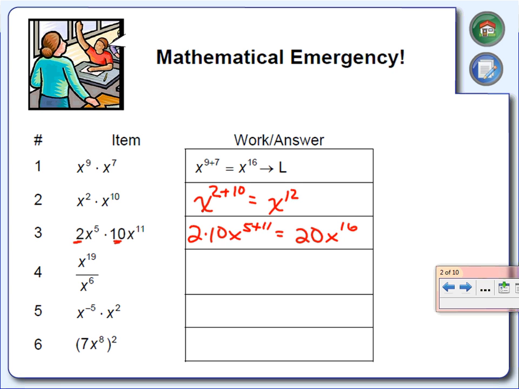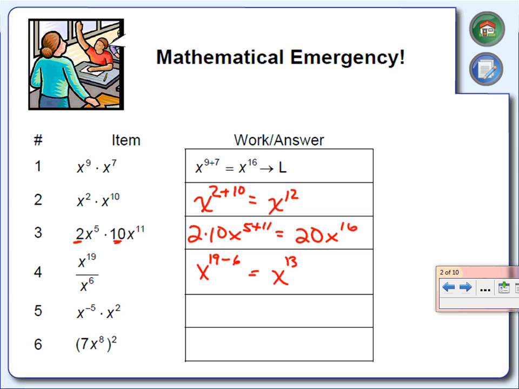Number 4, now we're dividing x to the 19th divided by x to the 6th. What's the rule when you divide? What are you supposed to do with the exponents? Subtract. So if I subtract these exponents, I'm doing 19 minus 6. And what did you get when you subtracted 19 minus 6? 13. So we should end up with x to the 13th power on number 4.